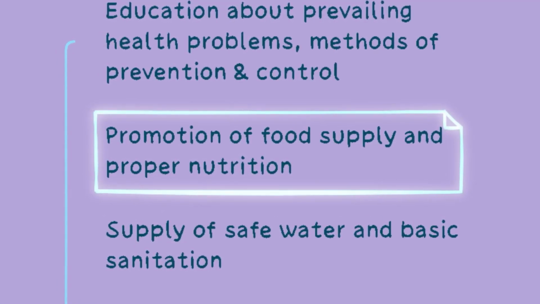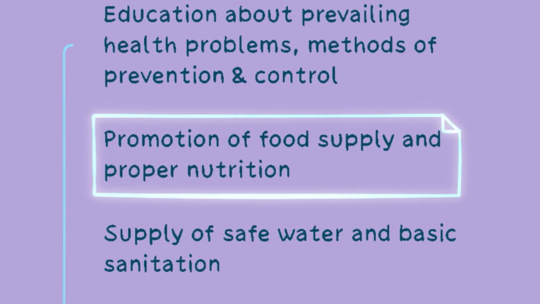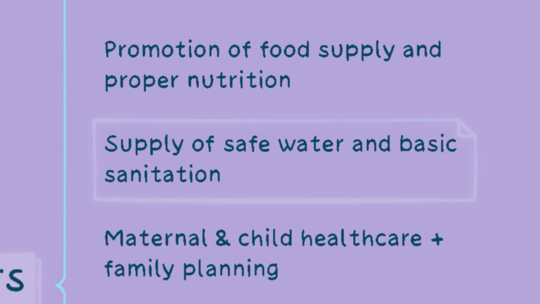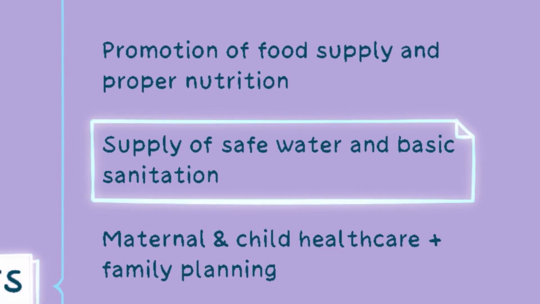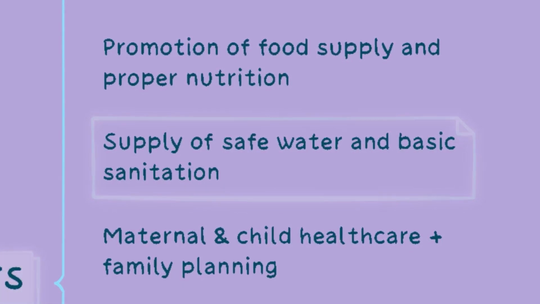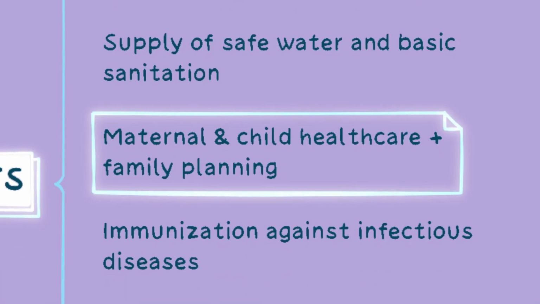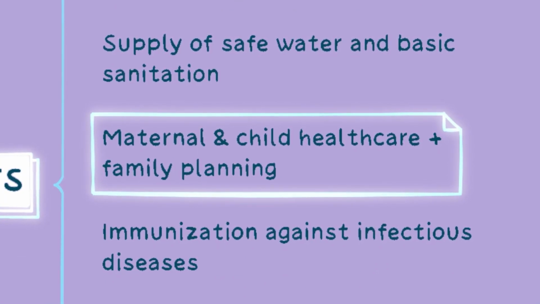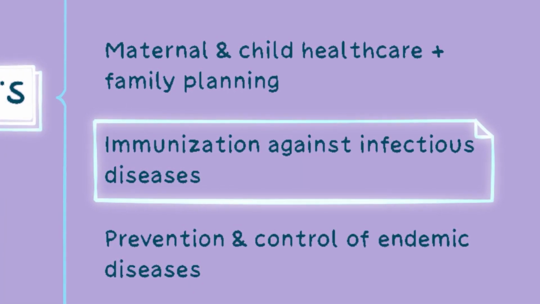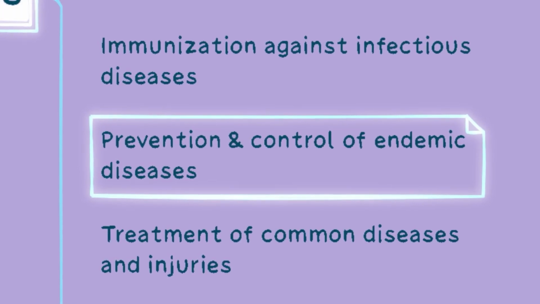The elements of primary healthcare include education about prevailing health problems, methods of prevention, and control. This involves raising awareness and providing information about common health issues and promoting preventive measures. Next is promotion of food supply and proper nutrition, which includes efforts to ensure adequate food supply and promote good nutrition practices to improve the overall health and well-being of individuals and communities. Supply of safe water and basic sanitation is the next element. Access to clean water and basic sanitation facilities is essential for maintaining good health and preventing the spread of diseases.